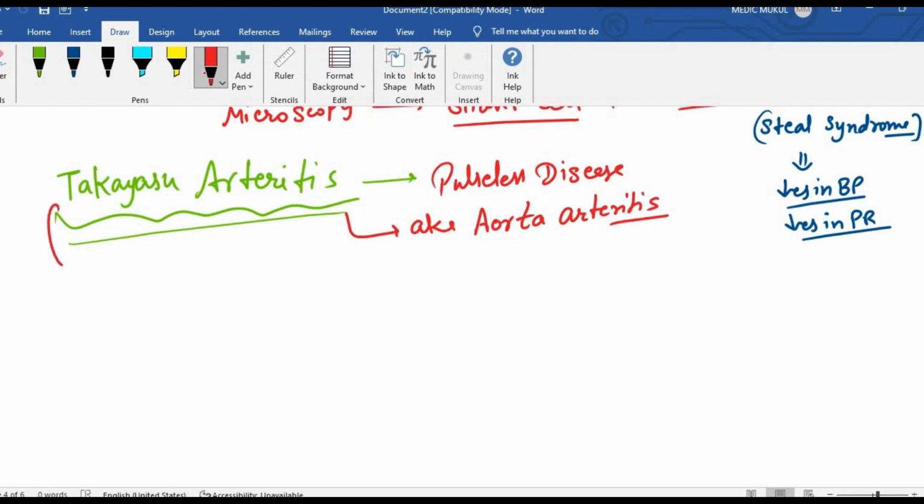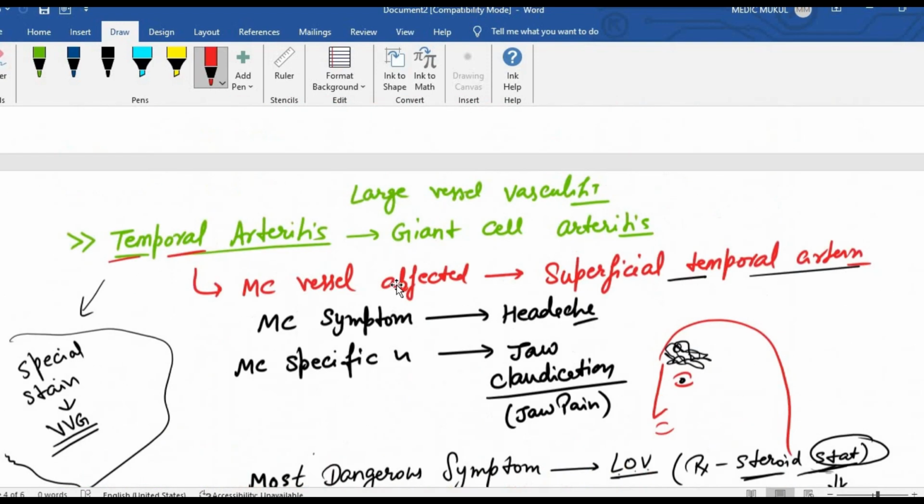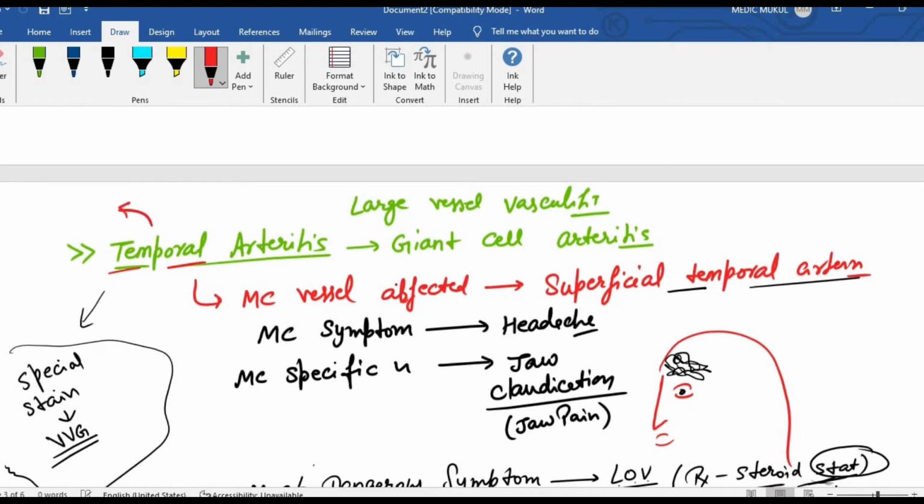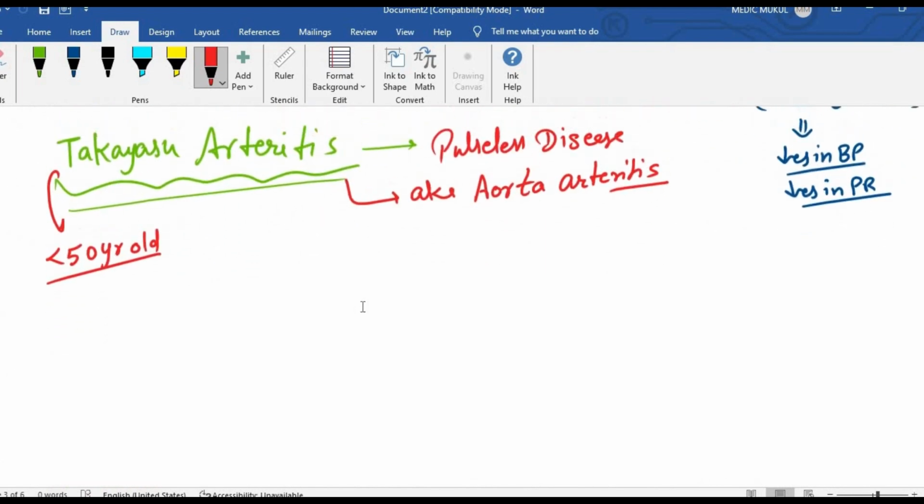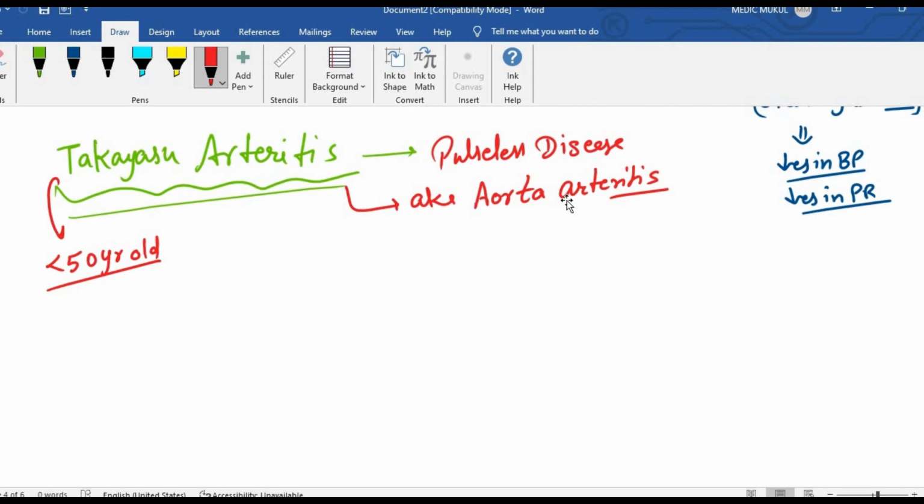It's mainly seen in people less than 50 years old. And temporal arteritis is mainly seen in people more than 50 years old. Takayasu arteritis is known as the pulseless disease. The pulse will not be felt. So which is the most commonly affected vessel? The most common is large vessel vasculitis. So the large vessels will be affected.